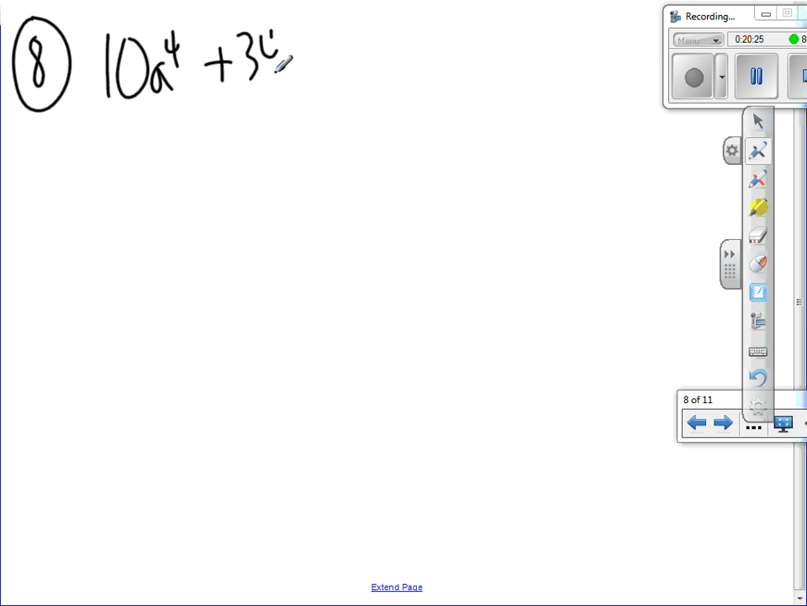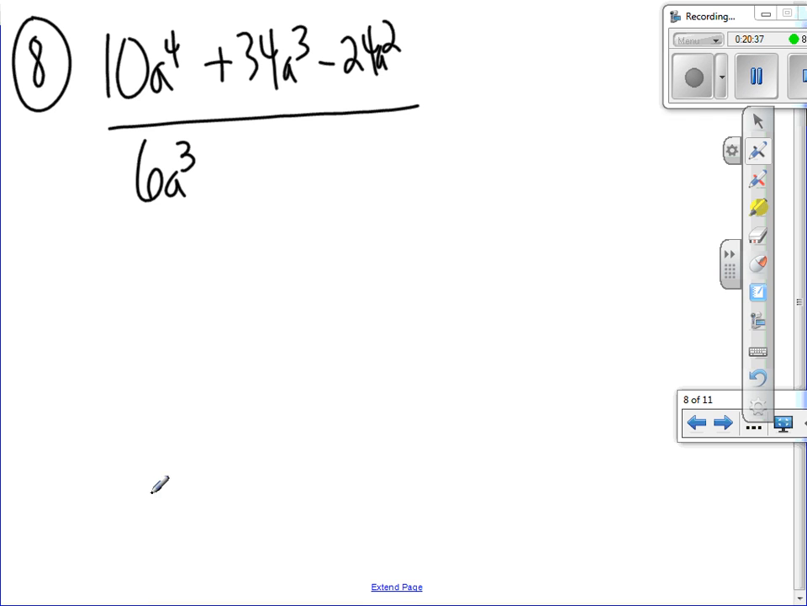Plus 34a cubed minus 24a squared, all over 6a cubed plus 33a squared plus 36a.